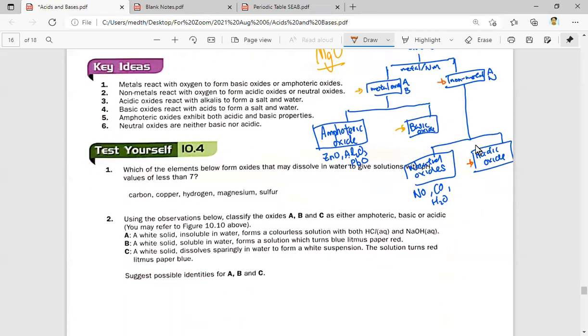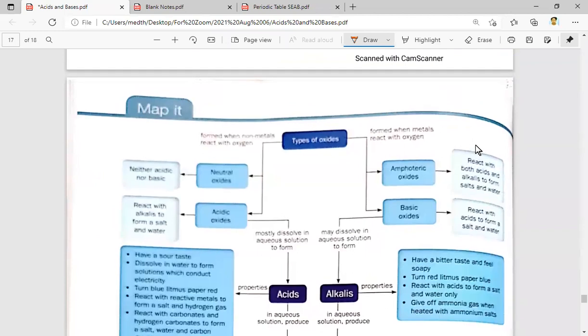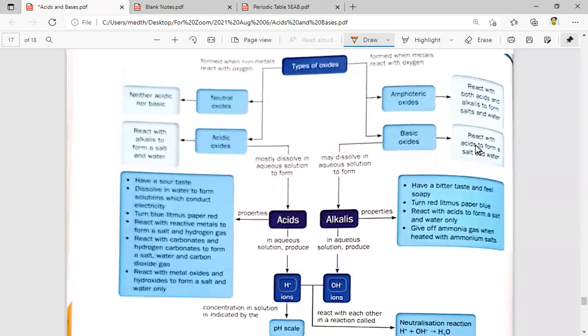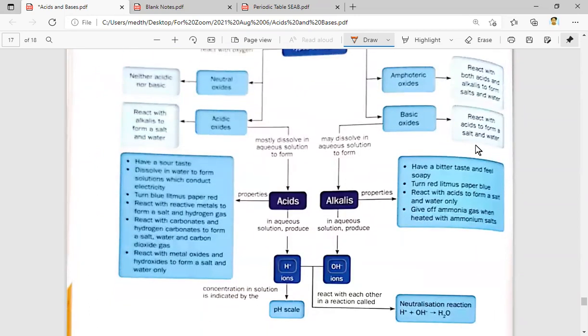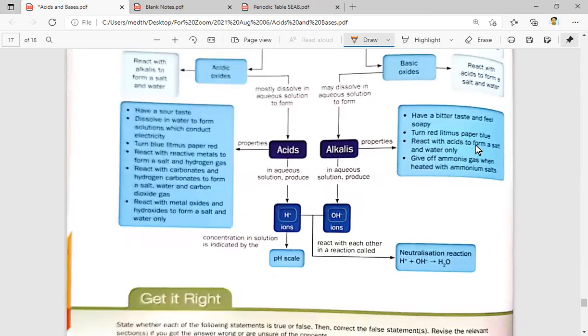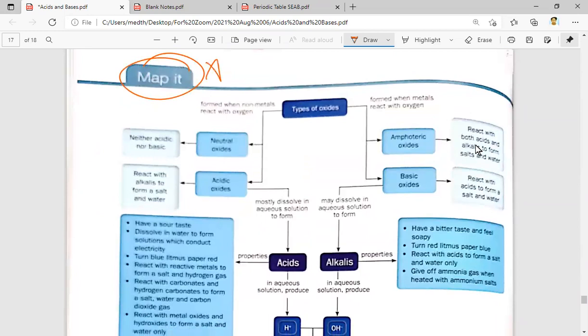So that will be it in terms of the syllabus for acids, bases, and oxides. This mind map is actually a very good branching out to show you what this whole chapter is about, what are the things you need to remember. So I say again, this mind map is a very good summary. If you ever need to do a quick revision, this mind map is quite good for you.